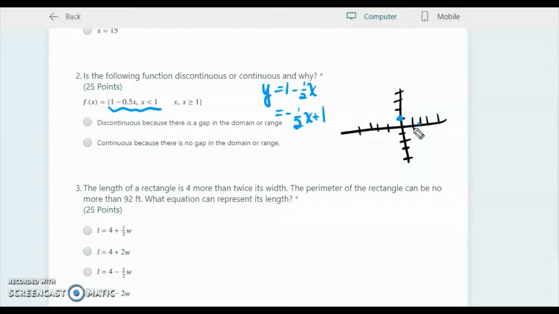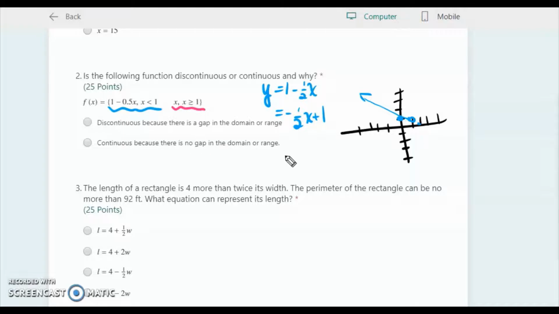But this is only for values that are less than 1. So instead of drawing the line all the way, I would start at 1 and then keep going. And since it is not or equal to, there should be a hole right here. So this is a piecewise function because it's made of pieces of different equations. So let's look at this one.